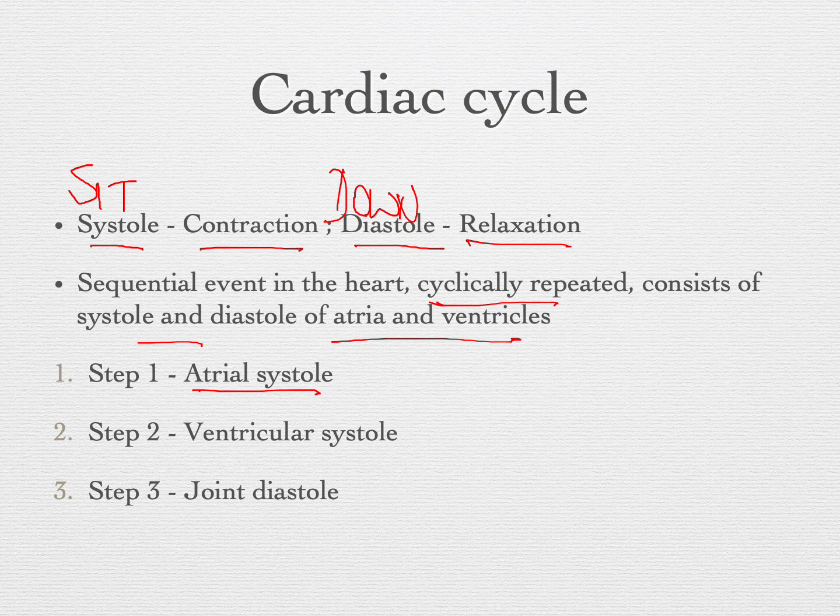Once the signal passes from the sinoatrial node to the atrioventricular node, this will then pass the signal on to the bundle of His, the bundle branches, and the Purkinje fibers. The ventricles will start contracting in a second step known as the ventricular systole. Finally, as I mentioned earlier, the contraction or the systole is immediately followed by relaxation, which is known as diastole, and this leads to the final step, which is known as joint diastole, which consists of both the atrial diastole and the ventricular diastole.